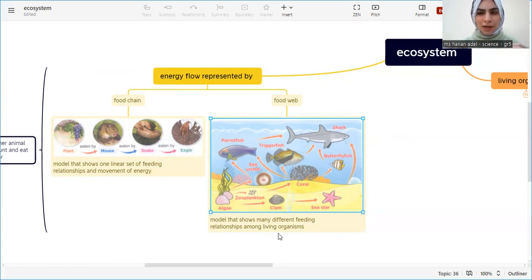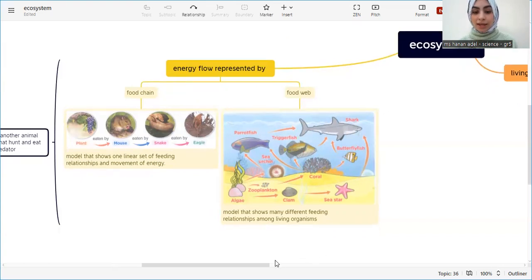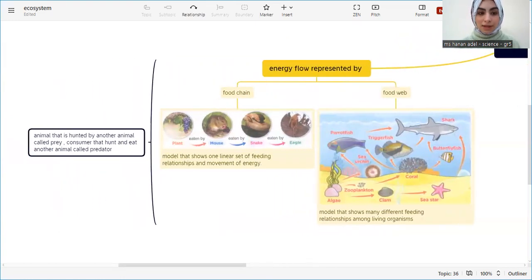What I mean by the words prey and predator: the shark is eating the sea star, so the shark is the predator, and the sea star is the prey. The one that hunts another animal, we call it a predator. The one that is hunted or eaten by another one, we call it prey. This is the definition of prey and predator.